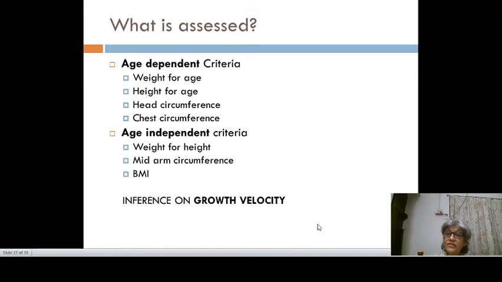Also mid-arm circumference. Mid-arm circumference is not dependent on age, provided I take it within 6 months to 6 years, the value is the same. Less than 11.5 indicates severe acute malnutrition. Another measurement is the BMI. So all of these criteria are taken into account when a chart is used, and the weight that we take is plotted against either the age or the height, and that is followed up over time. This is how monitoring is done.